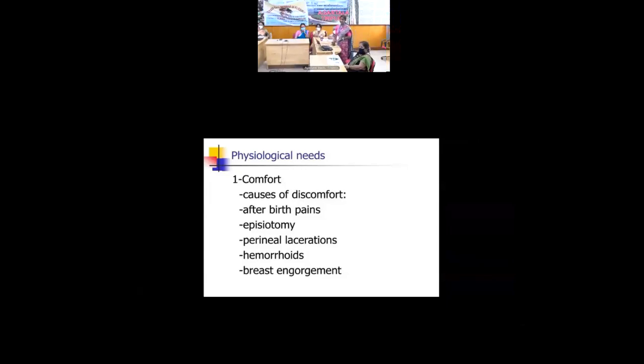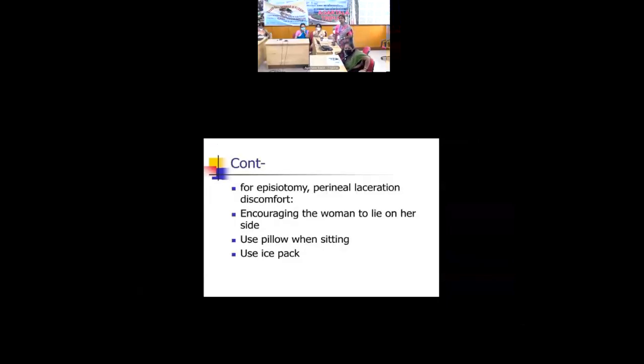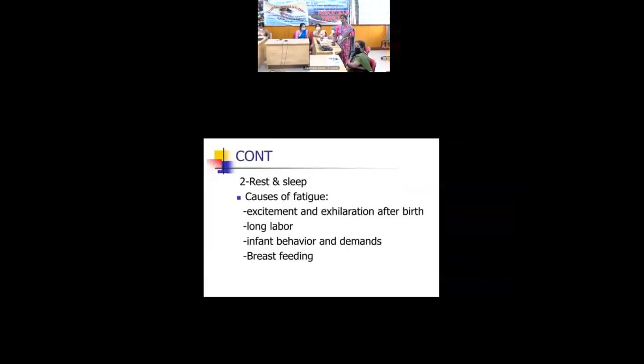Physiological need, that is comfort after birth: pain, episiotomy, perineal laceration, hemorrhoids, breast engorgement. For episiotomy care we should encourage the woman to lie on her side, use a pillow when sitting, and use an ice pack in the perineal area if there is pain. Also rest and sleep, as the mother is tired from the labor.